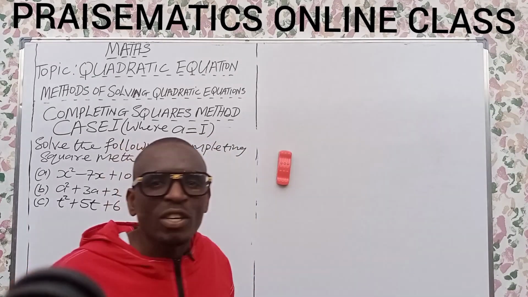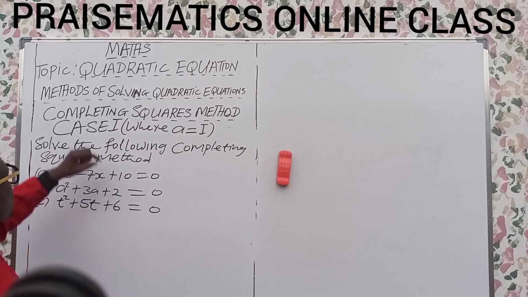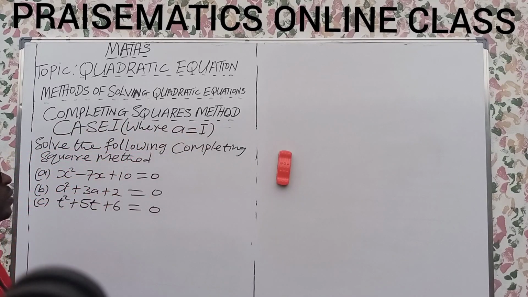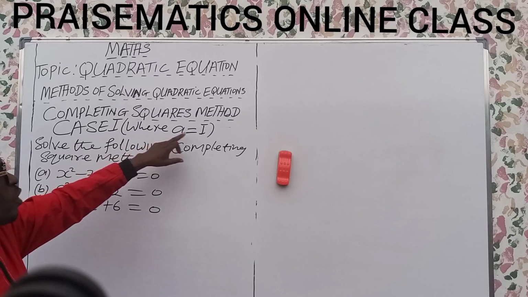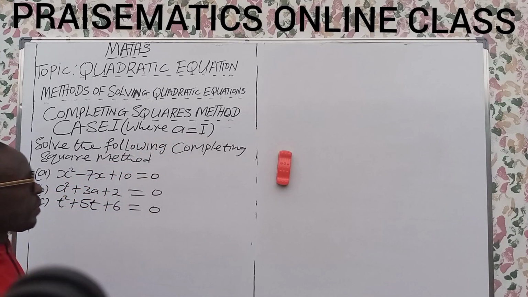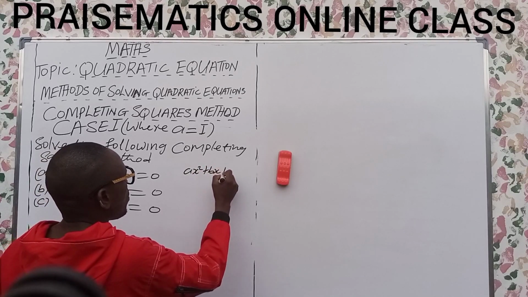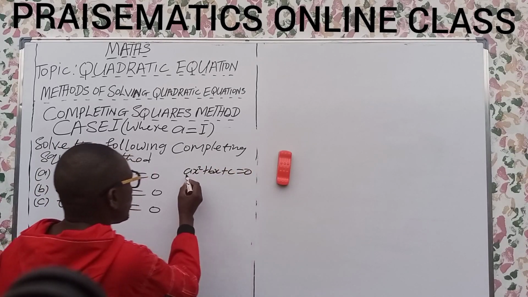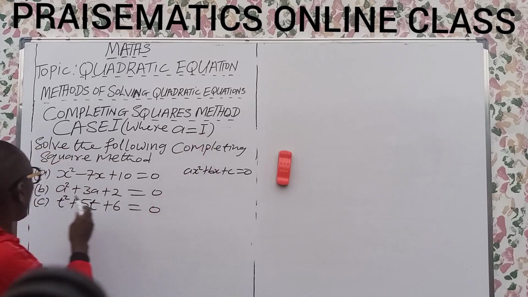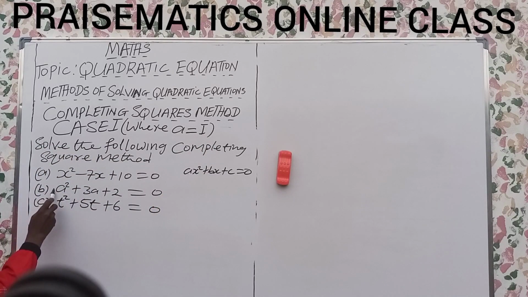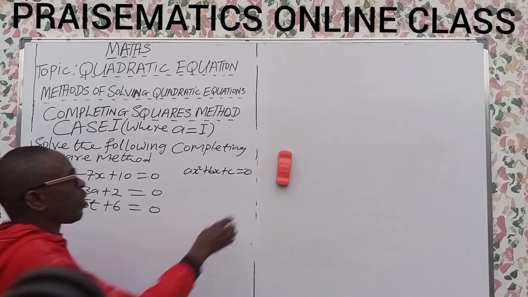In this class, we are treating questions on completing square method. Example, case 1, where a equals 1. From the equation ax squared plus bx plus c equals 0, the coefficient must be equal to 1. Look at it. Coefficient of this is 1. Coefficient of this is 1. Coefficient of this is 1. I'm going to solve A and you solve the others.